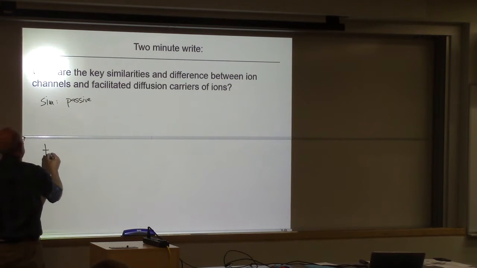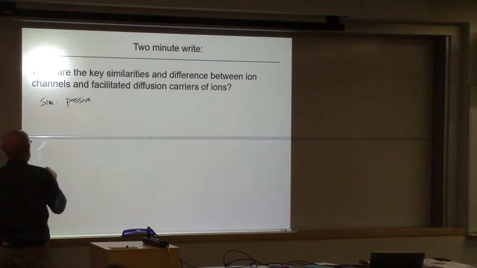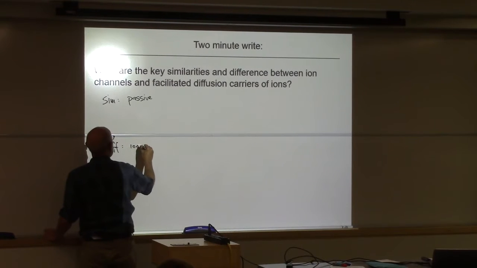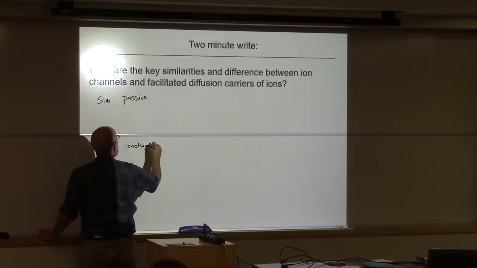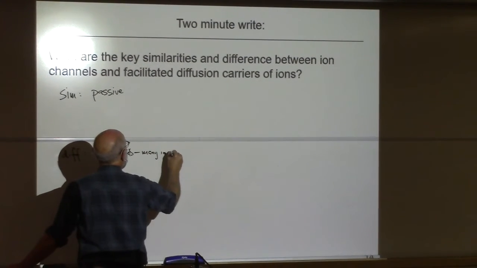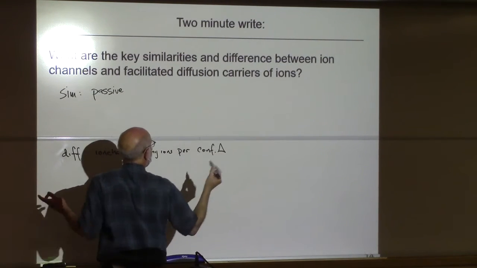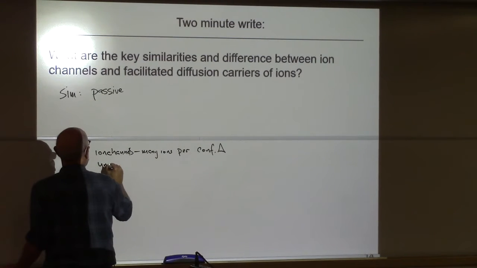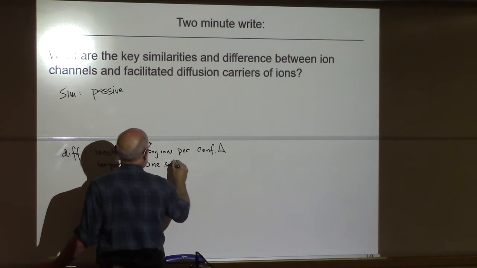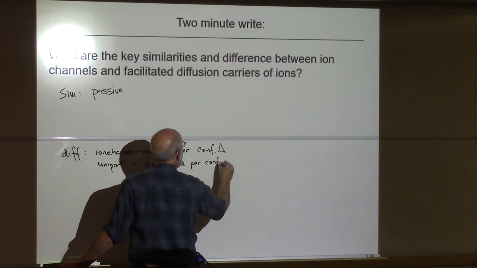Right. So a difference: ion channels move many ions per conformational change. Uniport: one solute, which could be an ion. Maybe it's two sometimes per conformational change.